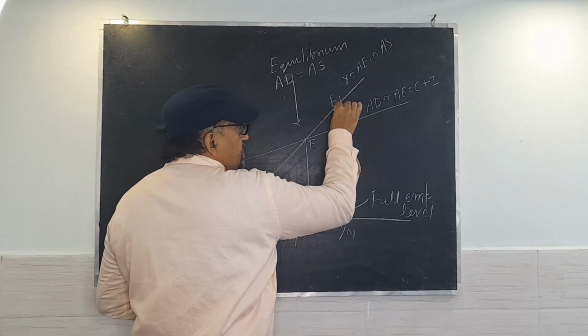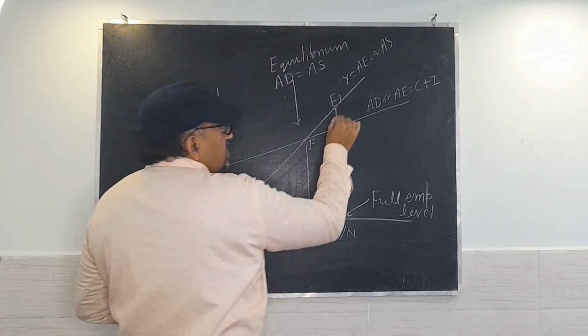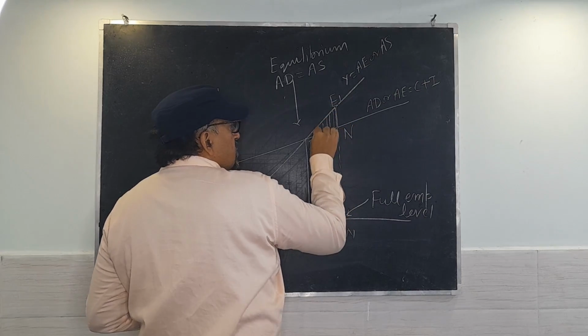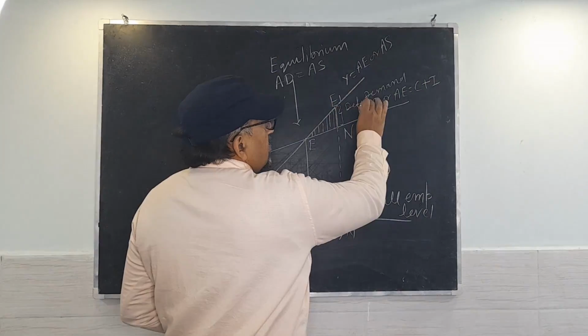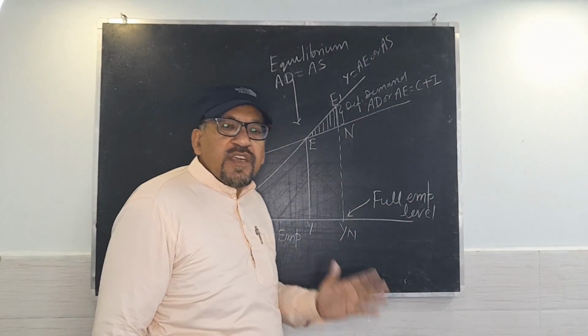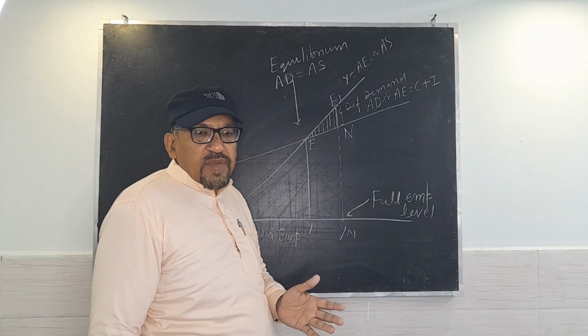So this is the gap between aggregate demand and aggregate supply. Here aggregate demand is less than aggregate supply. That's why it is called deficient demand. And this deficiency of demand creates a recessionary gap. How can we remove this recessionary gap from the economy?